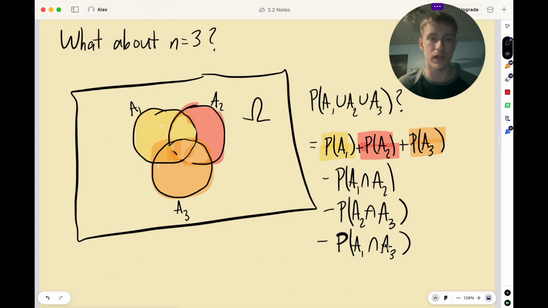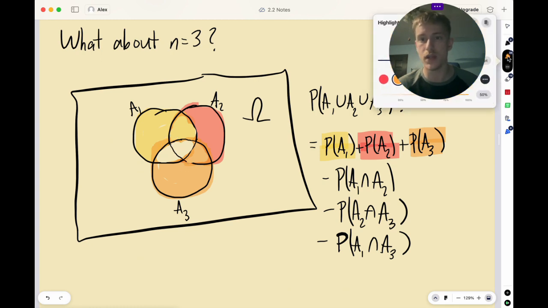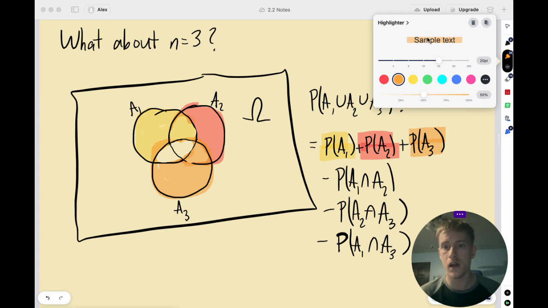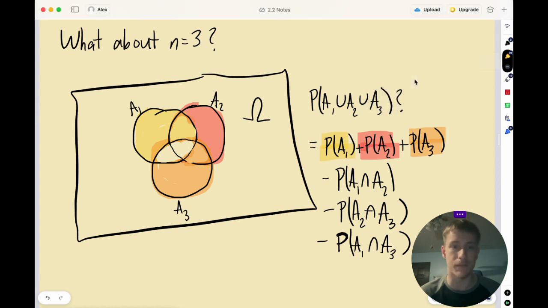Okay, because between A1 and A3 right here, this was double counted because that's yellow and orange. So we need to make sure to remove that. Okay, so what happens when I remove that intersection? Okay, well, I get this. And now when I shade back in the appropriate regions, there's going to be one complication.